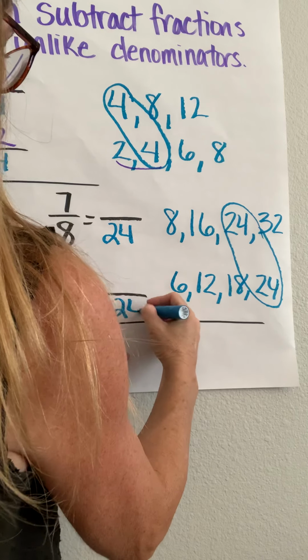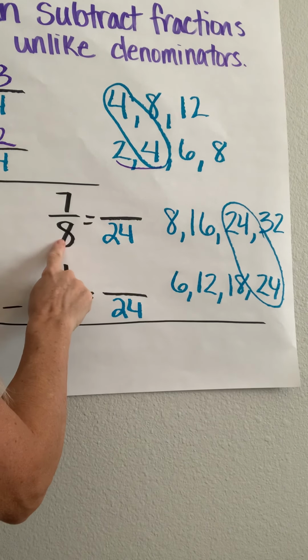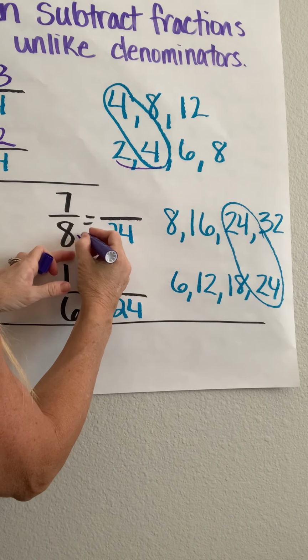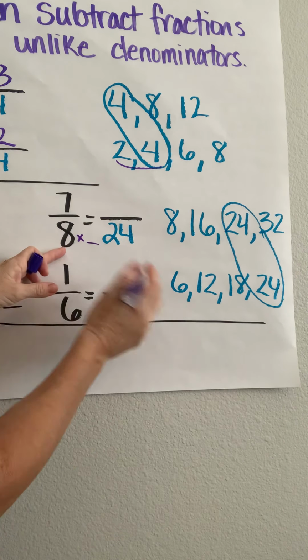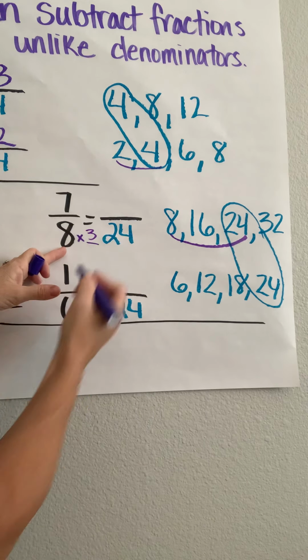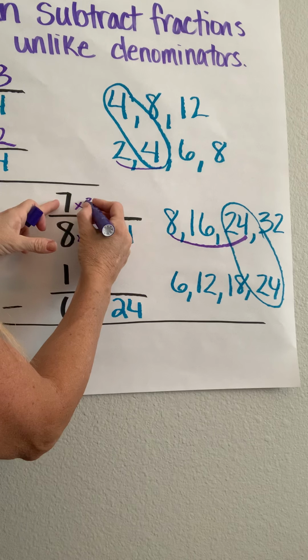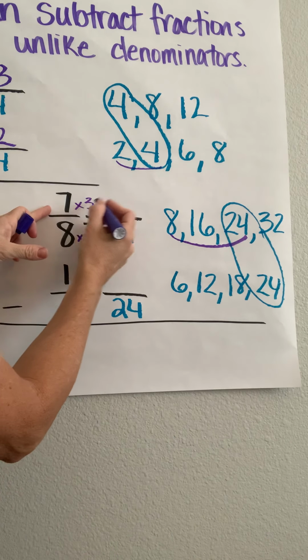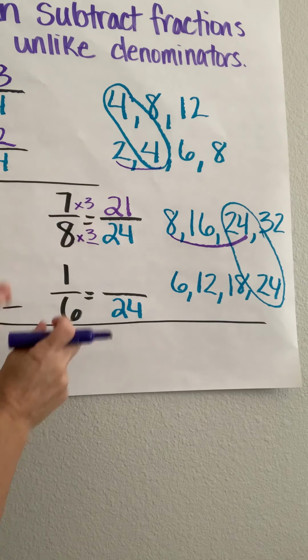My next step, I'm making equivalent fractions. I need to find the equivalent numerator. So I first look, how did I get from 8 to 24? I know it's going to be multiplying something. What times 8 equals 24? Or I can look over here and go, wow, I tripled the number. That was times 3. What I do to the denominator, I must do to the numerator. 7 times 3 is 21. So 7/8 is equivalent to 21/24.